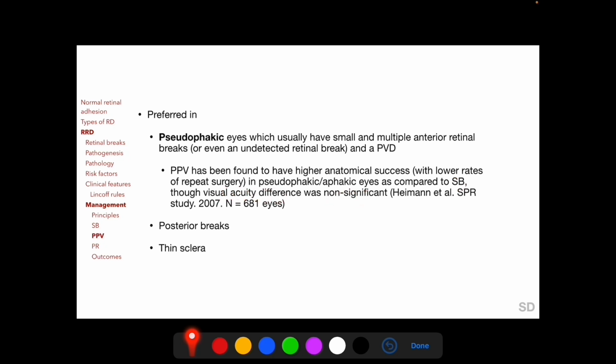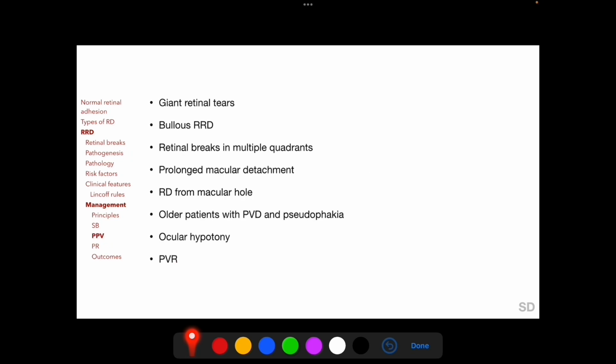PPV is also preferred for RRD with posterior breaks which cannot be adequately supported with scleral buckle, and for RRD eyes with thin sclera in which scleral buckling is difficult. Other RRD situations in which PPV is preferred include giant retinal tears, bullous RRD, retinal breaks in multiple quadrants, prolonged macular detachment, RD from macular hole, older patients with PVD and pseudophakia, ocular hypotony, and proliferative vitreoretinopathy. We will be discussing PVR in the next session and macular hole in a subsequent session.